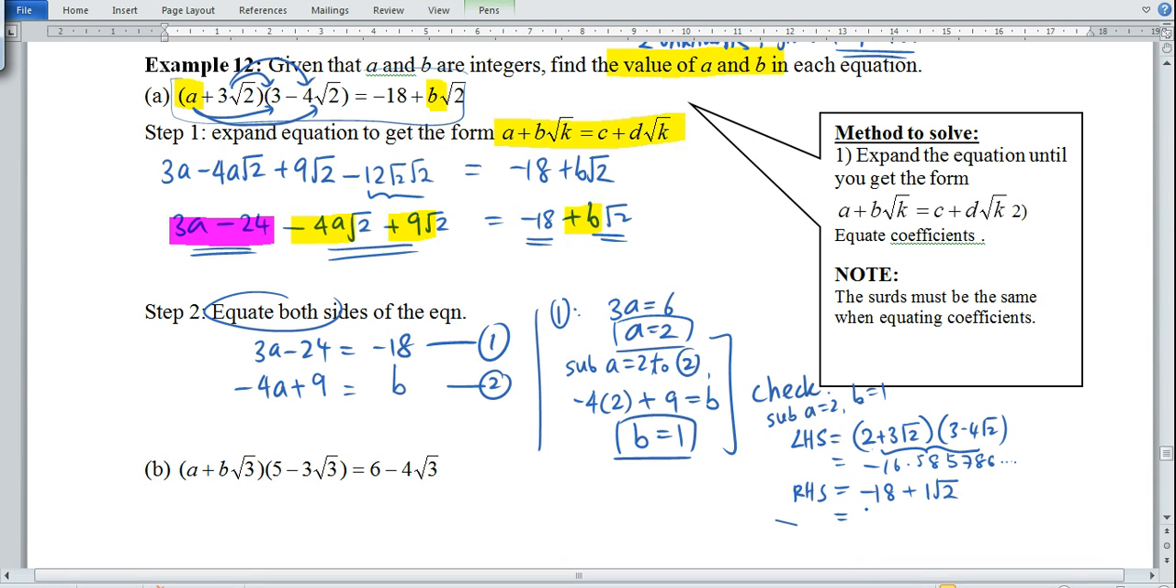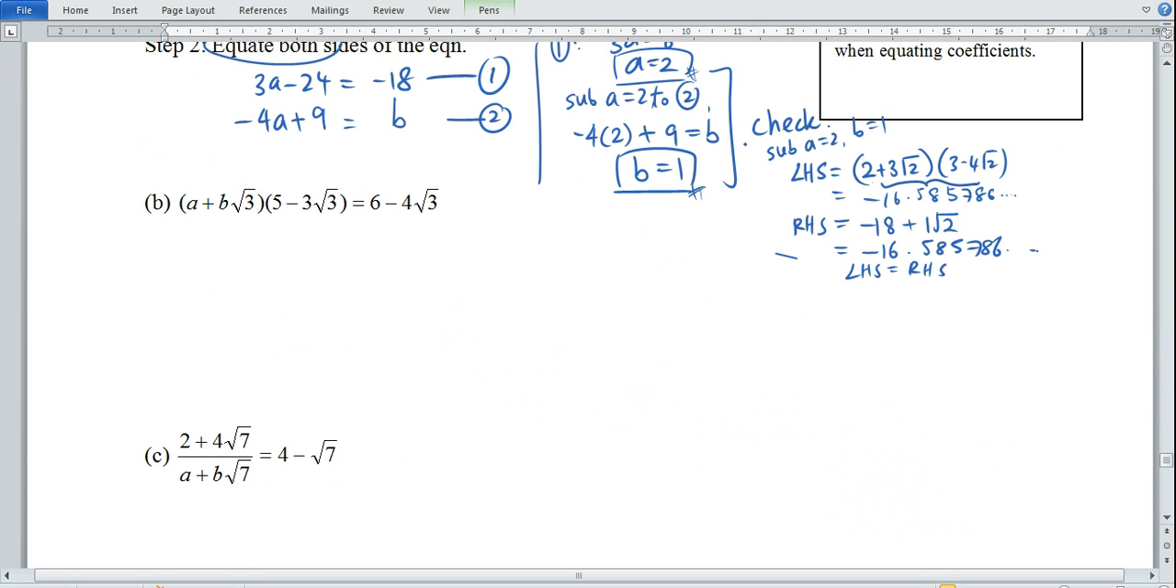Now if it works out to be the same as the left hand side, then I will be correct. So in this case, if I work out my calculator, it is really negative 16.585786 and so on. So because the left hand side is equal to the right hand side, I can confirm that A is indeed 2 and B is indeed 1. Now let's look at the next question.